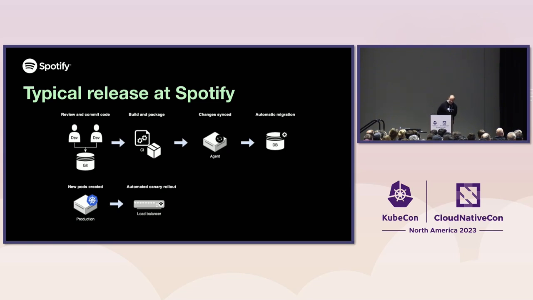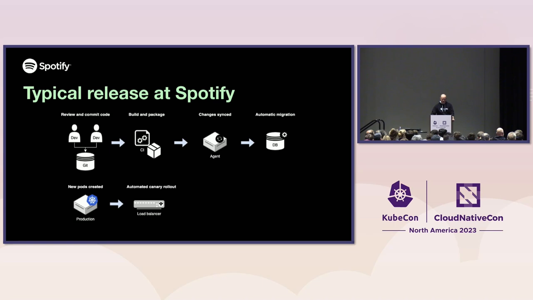So let's compare how we typically do software releases at Spotify. Starts out the same. Developers make code changes and commit them. We build and package things in CI, maybe a little bit differently. I'll get to that later. But then things start to look very different.